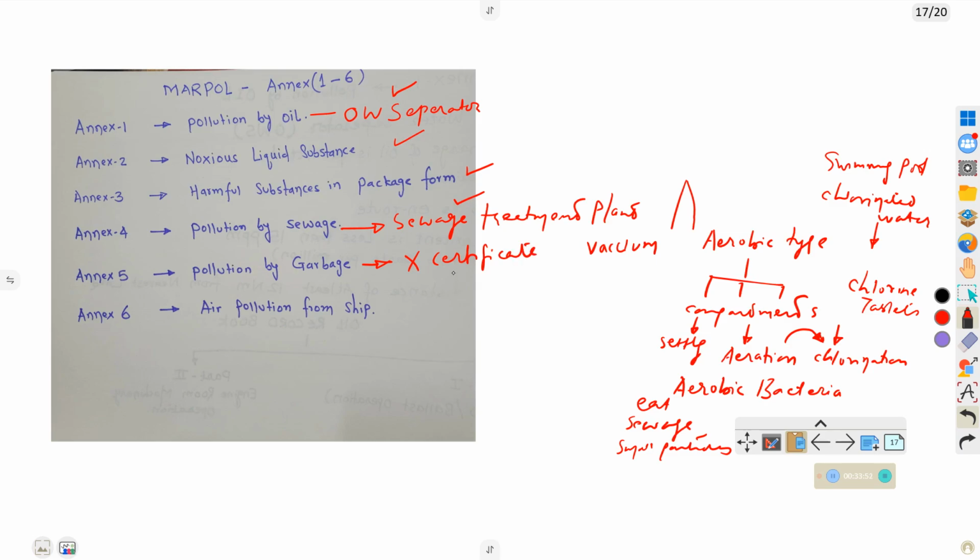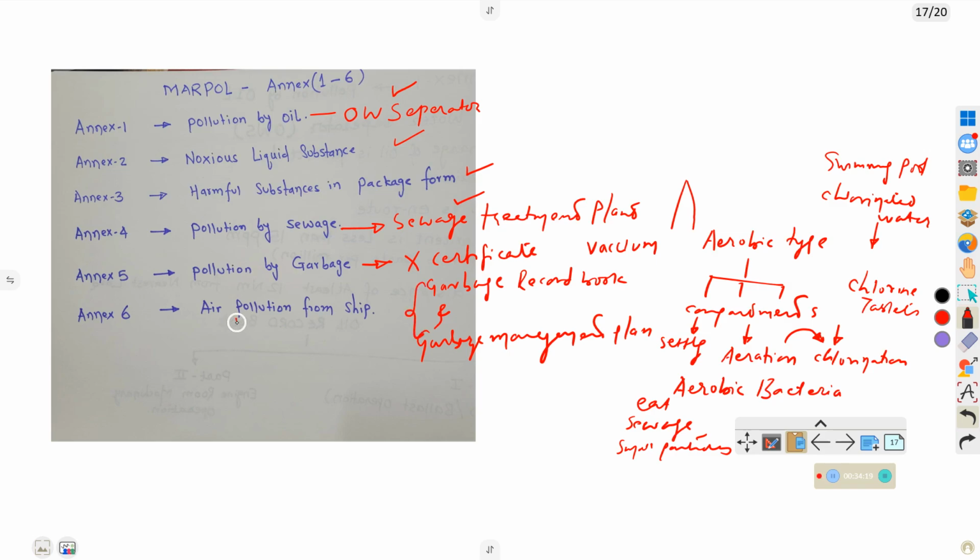Why? In garbage there is a garbage record book and garbage management plan. When the surveyor will come, he will check these two.